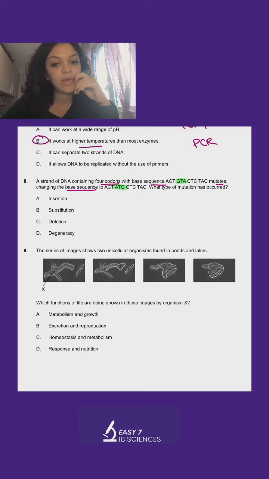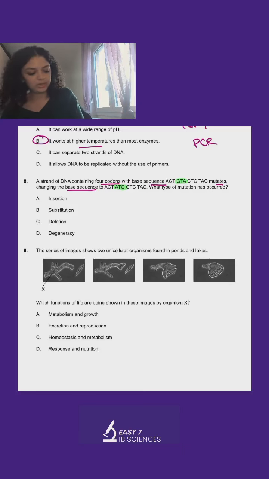G switched with A. Exactly. So I'm not sure what your name is, but you said switched. That's a very good word to use because it's a synonym for substitution. You substitute, you switch things. You replace them. And we see that here, they are substituted. So instead of going GTA, it goes ATG. And that's why we know it's substitution.